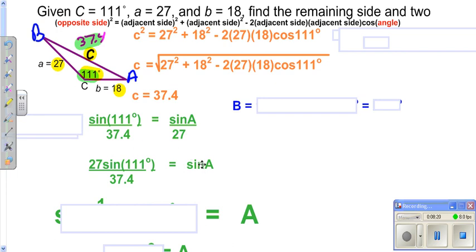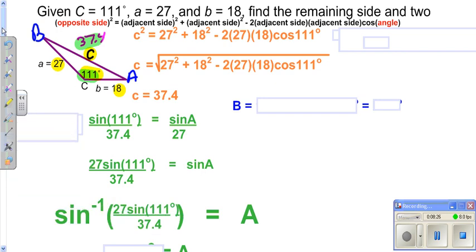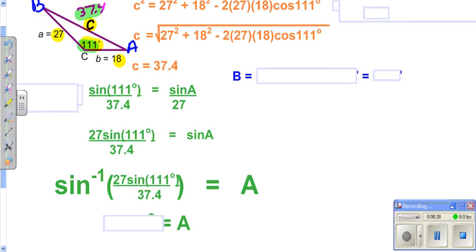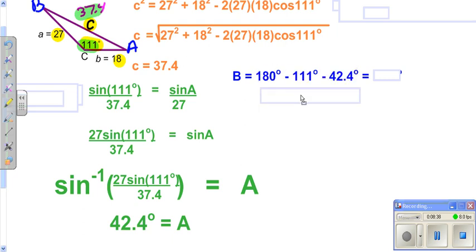Then you got to undo your sine, so then you'll want to go ahead and do the sine inverse of both sides. This is your calculator ready form, so now you can type it into your calculator, and then you will get this. Now it's easy to find your third angle because you know two of them, so just subtract them from 180 to get your last answer.